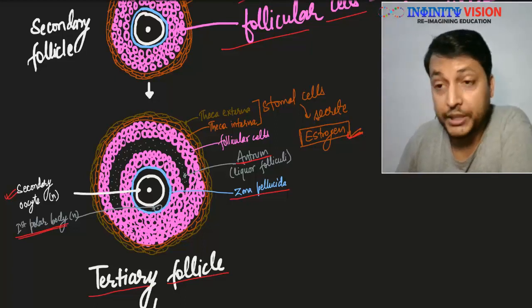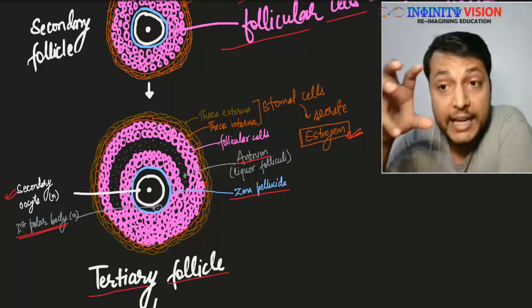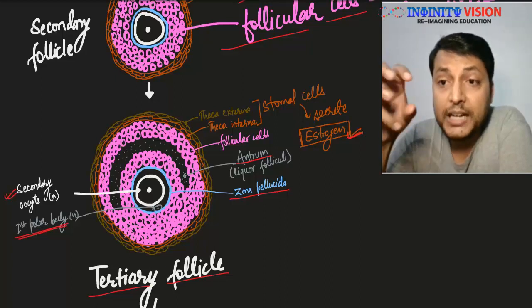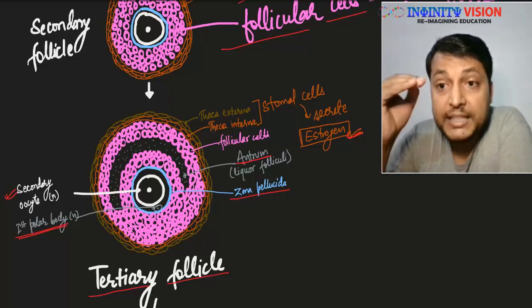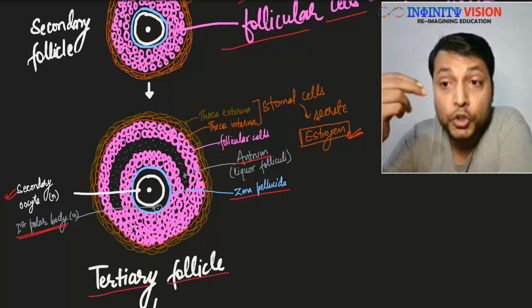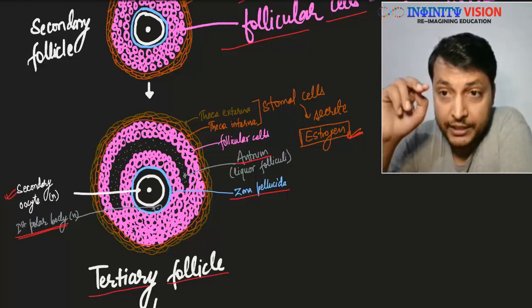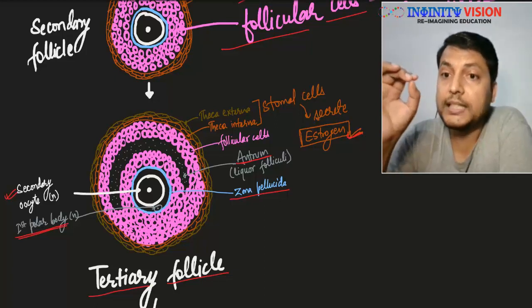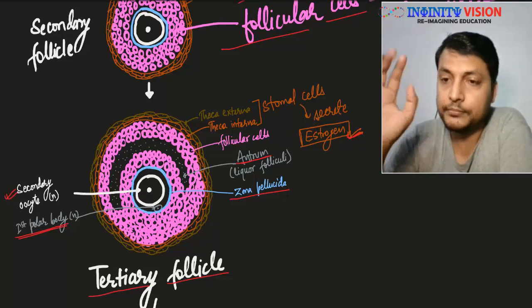Will you remember? Great. Remember this. By the time the follicle becomes tertiary follicle, the primary oocyte completes its meiosis 1. As a result, two cells are formed, secondary oocyte and first polar body, and both of these cells are haploid.